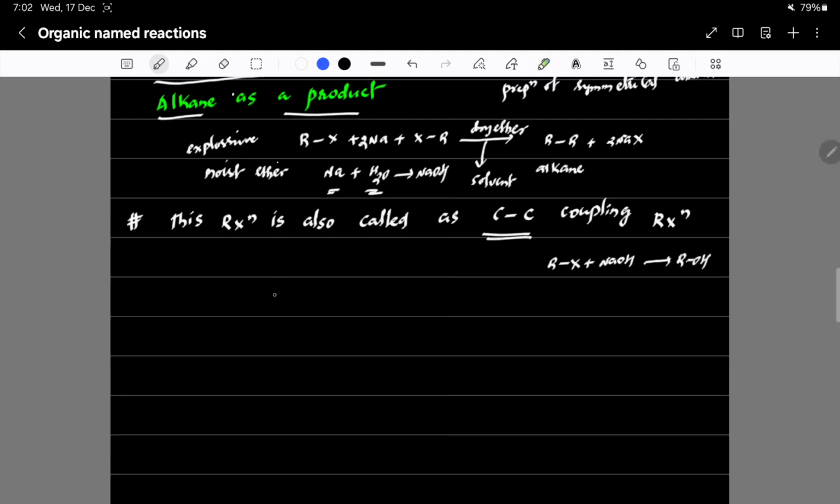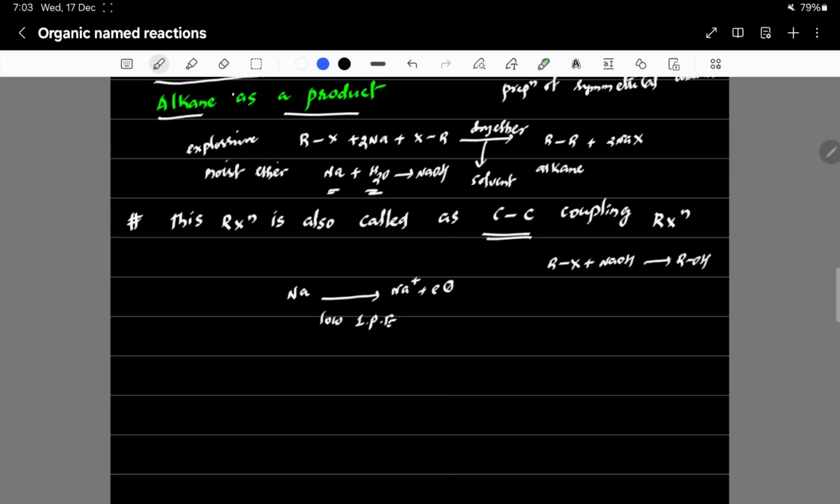Now look at students, we are using sodium metal. The sodium metal is a very good source of electrons, students. Because these first group elements, the s-block elements, are very good sources of electrons, because these first group elements have low ionization potential energy. So Na gives Na plus plus an electron.